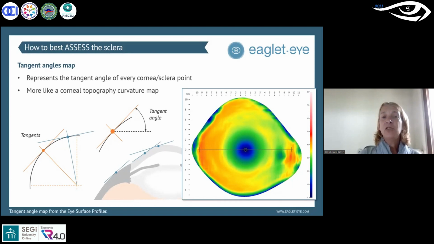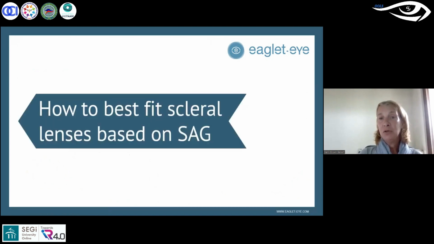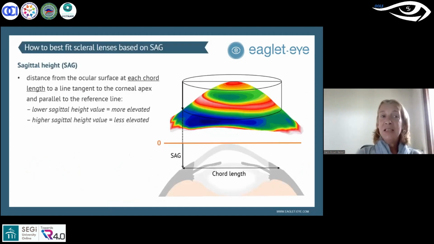So how to best fit scleral lenses based on sag? So of course now we've got this equipment, it's given us the sags, how are we going to use it? So here we're looking at the sagittal height, so the distance from the ocular surface of each chord length to a line tangent from the corneal apex.